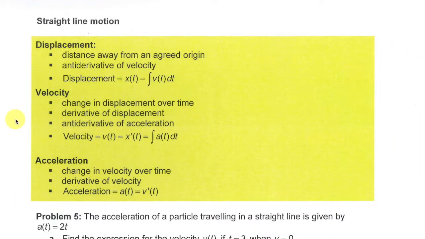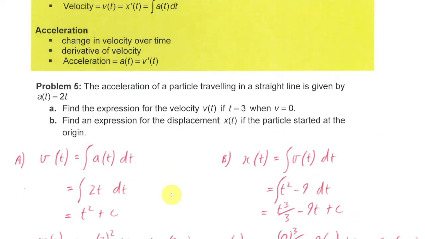Here we are looking at straight line motion again. Remember that velocity is simply the derivative of displacement, and that acceleration is the derivative of velocity. So it makes sense that we can work backwards as well now that we can find the antiderivative. So displacement is going to be the antiderivative of the velocity function. And velocity is going to be the antiderivative of acceleration. Let's look at an application of this now.